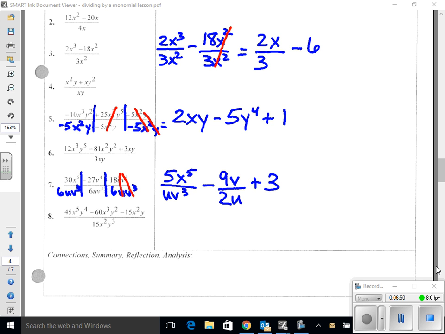All right, so your job is to do all of the evens now that you've seen all of the odds worked out, and we will check answers and figure out if there are any issues or any questions you still have.